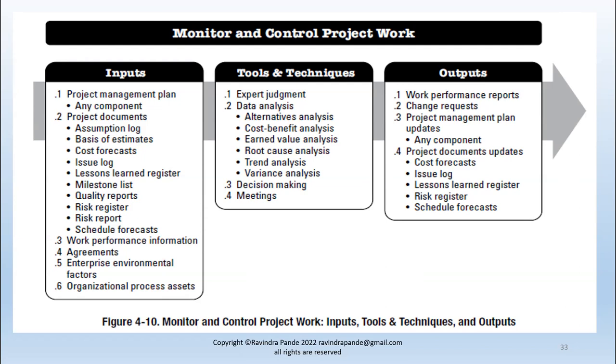Then change reports. If there are any additions approved by the change control board, I might add them to the current sprint task list and update the project management plan accordingly, any and all components. The project document updates are cost forecast. So I forecast cost, or I build a trend analysis on the basis of current cost spending with the earned value analysis.